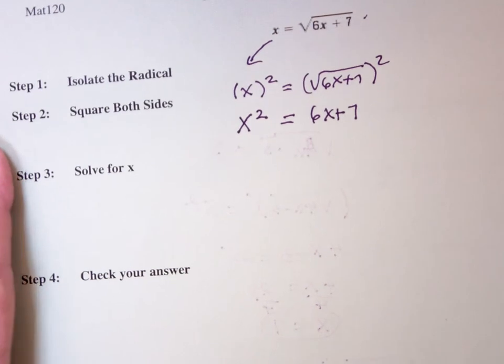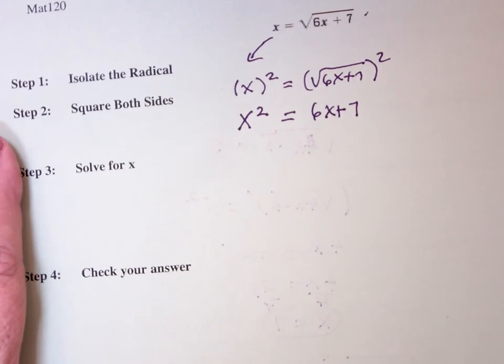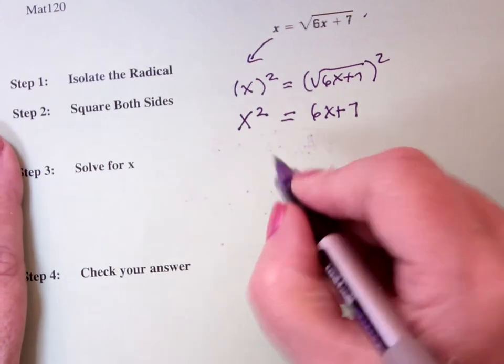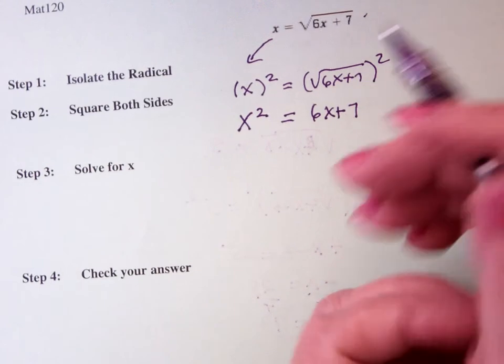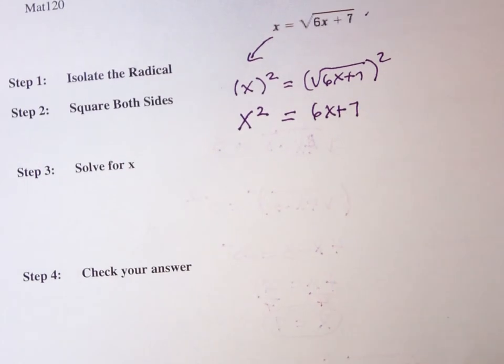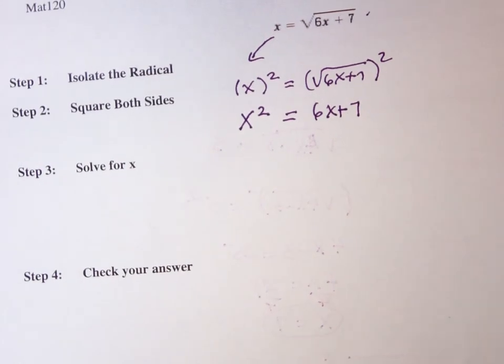Now I have a quadratic equation. I need to solve for x. So how do we do that? That goes back to chapter 6. What do I need to do? Can't square root both sides because I just unsquare rooted both sides. If I square root both sides, I end up with the original problem.